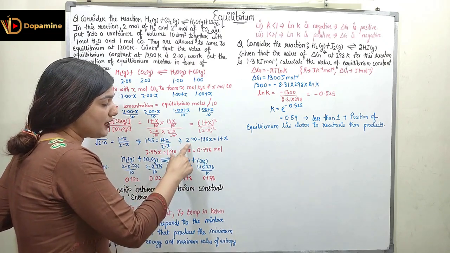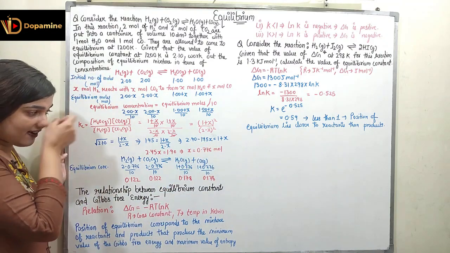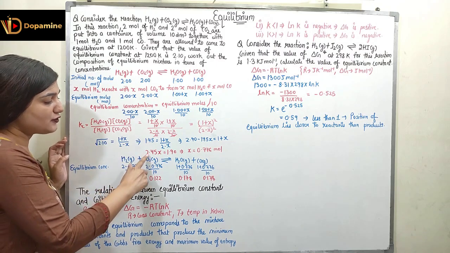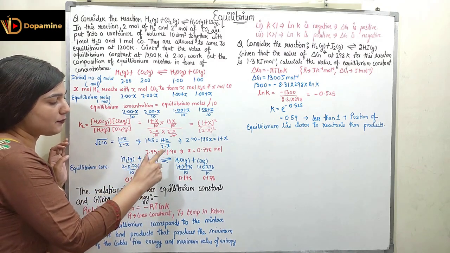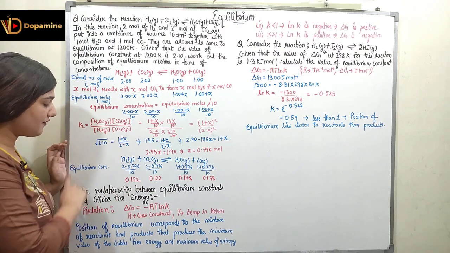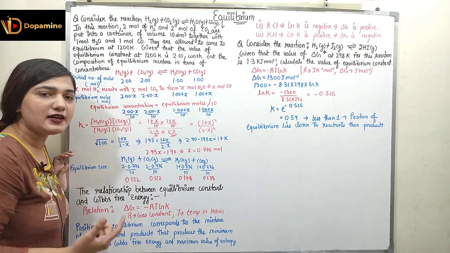So 2.9 minus 1.45X is equal to 1 plus X. Right, what I have done, I have taken 2 minus X this side and multiplied with 1.45. So 2.45X will be equal to 1.9 and X will be equal to 0.776 moles. Now I can find out the equilibrium concentration. We have to put X over here and we can get the equilibrium concentration.